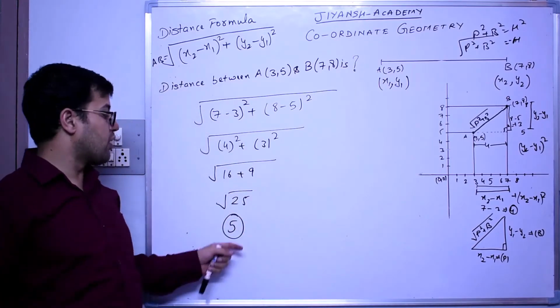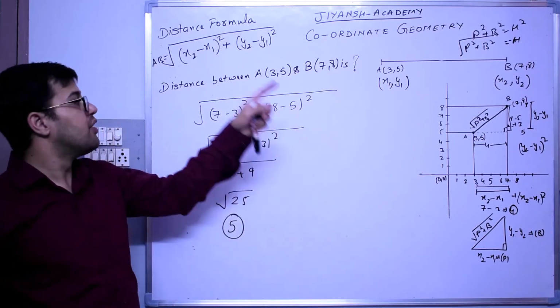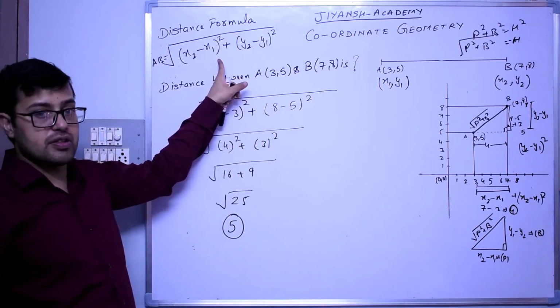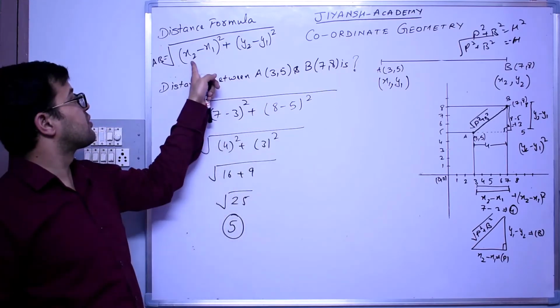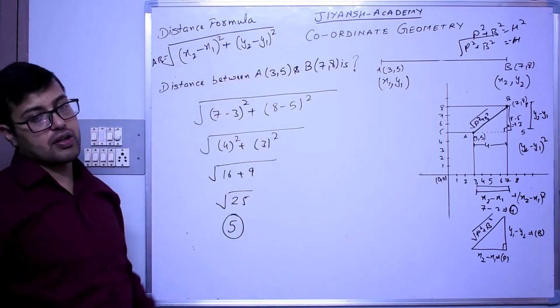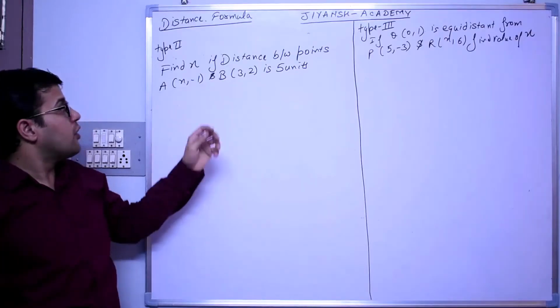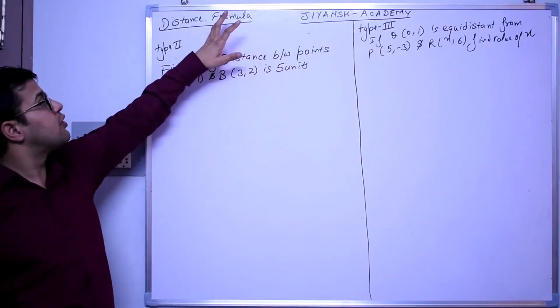Right. So whenever you have to find the distance between two coordinates, you can use this formula. This is known as the distance formula, and we have just shown you how it was proved. So this is the square root of x2 minus x1 whole square plus y2 minus y1 whole square. Right. Now there are two more types of questions based on the distance formula.